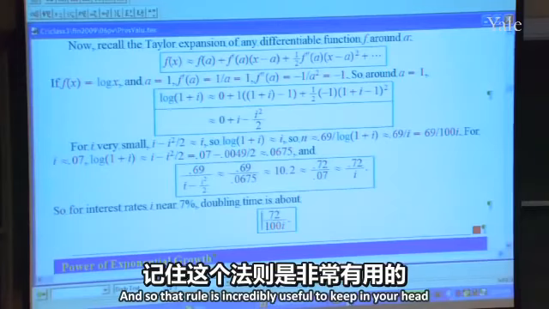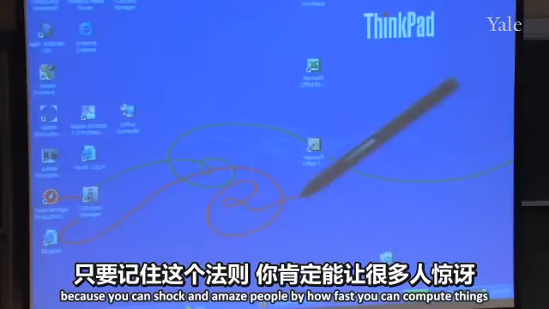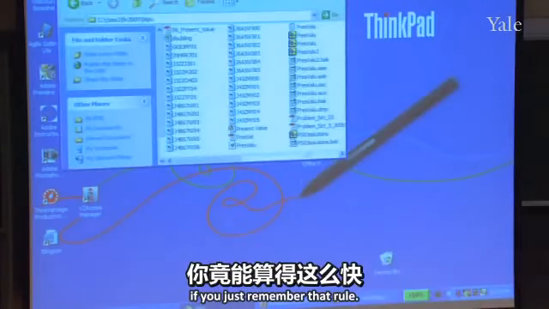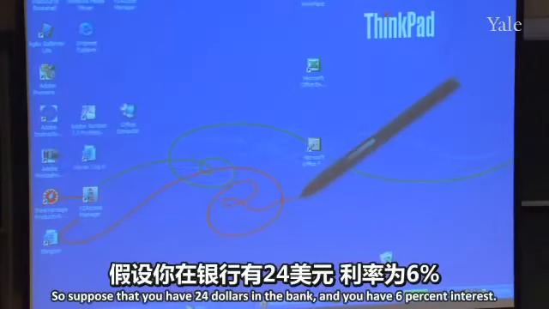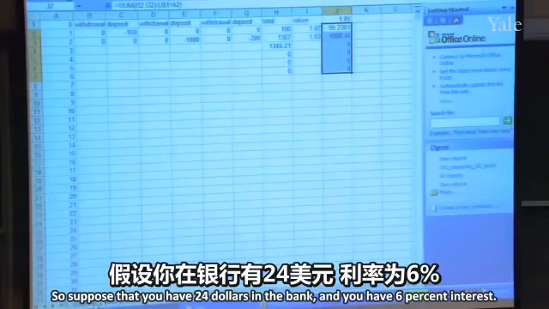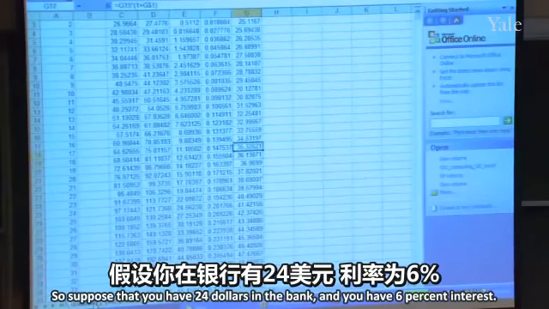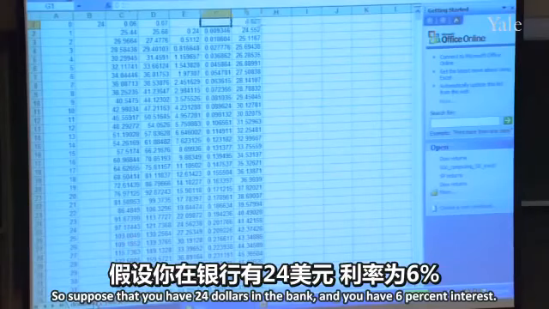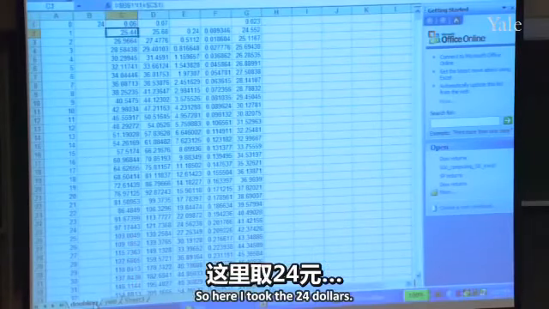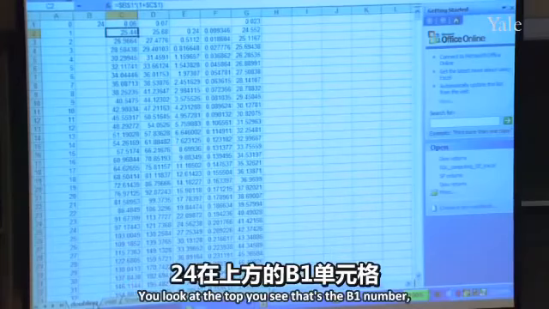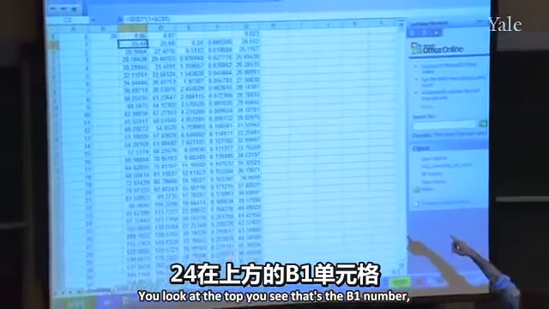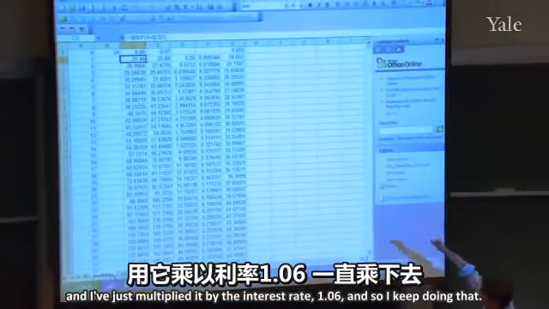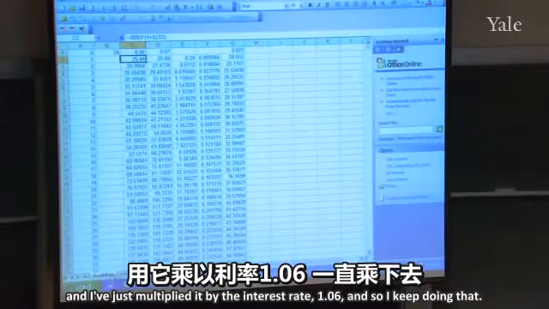Okay, and that rule is incredibly useful to keep in your head, because you can shock and amaze people by how fast you can compute things if you just remember that rule. So let's check the rule, by the way. Suppose that you have $24 in the bank, and you have 6% interest. Here I took the $24, you see that's the B1 number, and I've just multiplied it by the interest rate, 1.06.